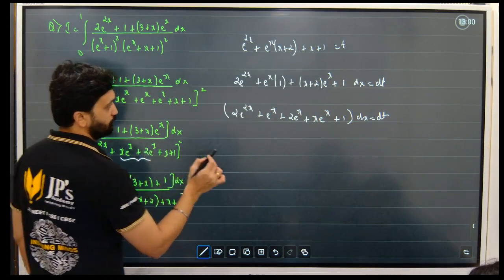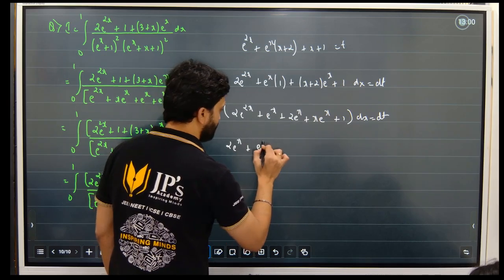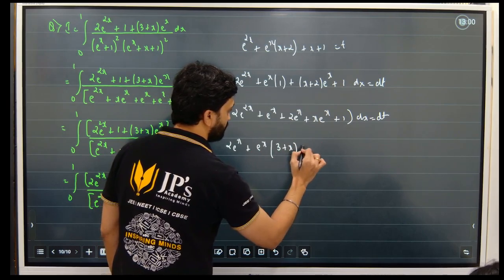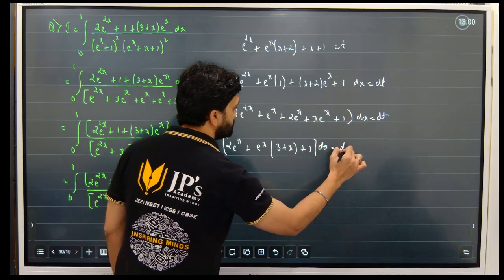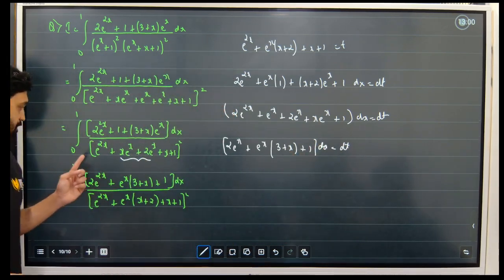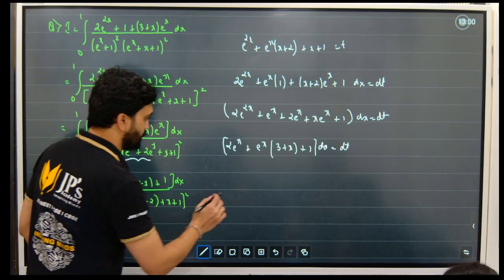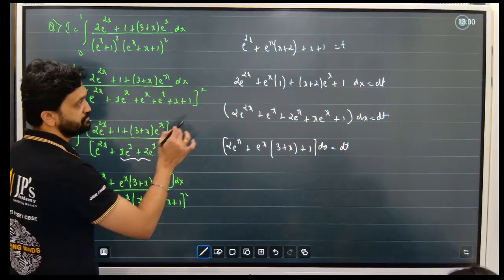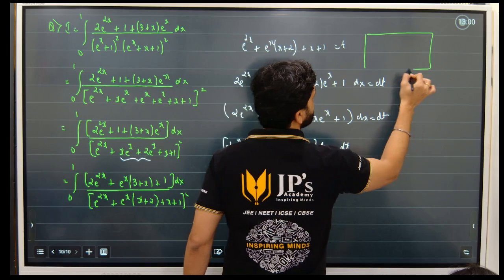And above, see what will happen. This will become 2 e raised to x plus, if I take e raised to x common, this will become 3 plus x plus 1 dx is equal to dt. See this, 2 e raised to x plus e raised to x, 3 plus x plus 1. And whenever you use substitution, my limits change. Like if I take t, then dt will come. This is where we'll change the limits.